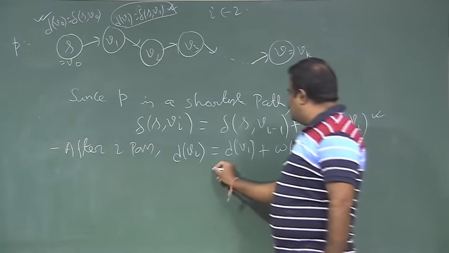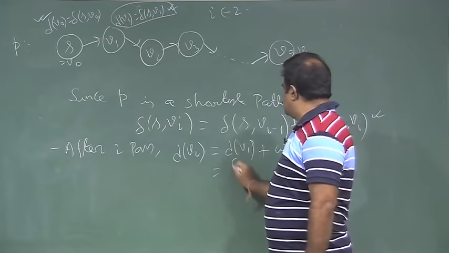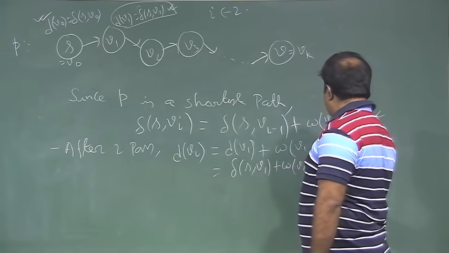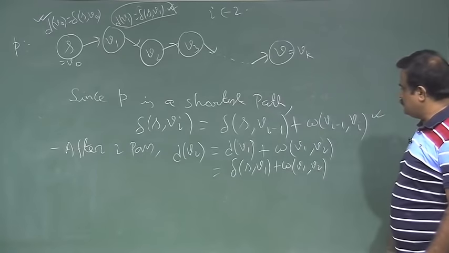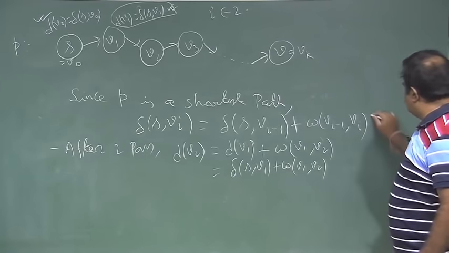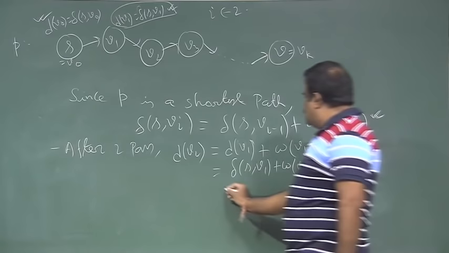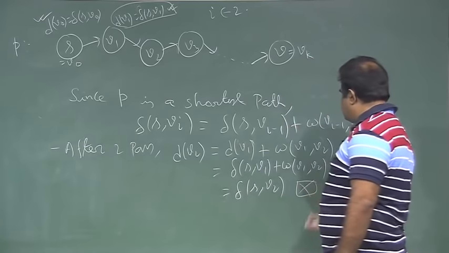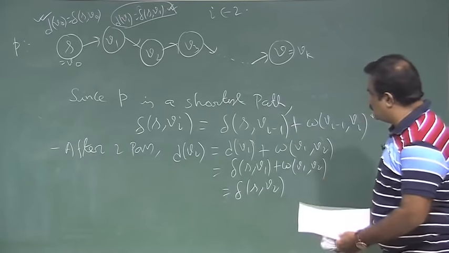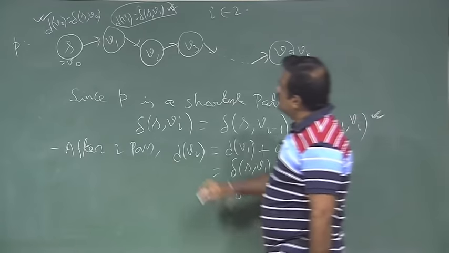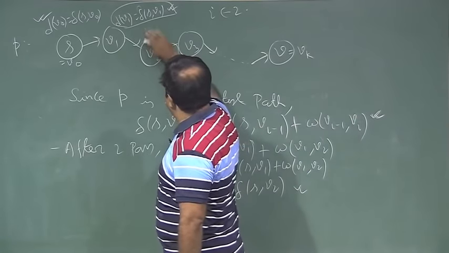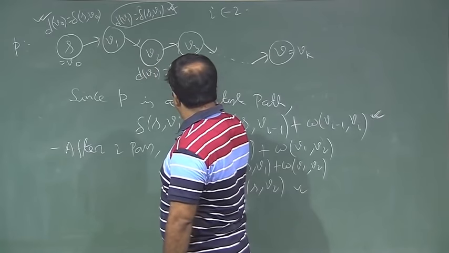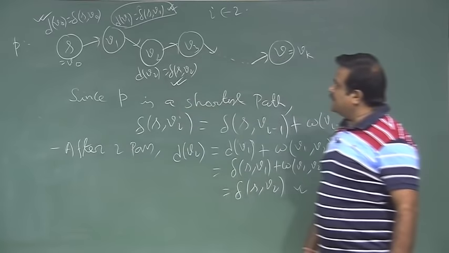Now this is already done. So, this is basically delta of s comma v1 plus w of v1 comma v2, and from this theorem, this is nothing but delta of s comma v2. So, this is done after second pass. So, d of v2 is basically delta of s comma v2. So, this is done in the second pass.